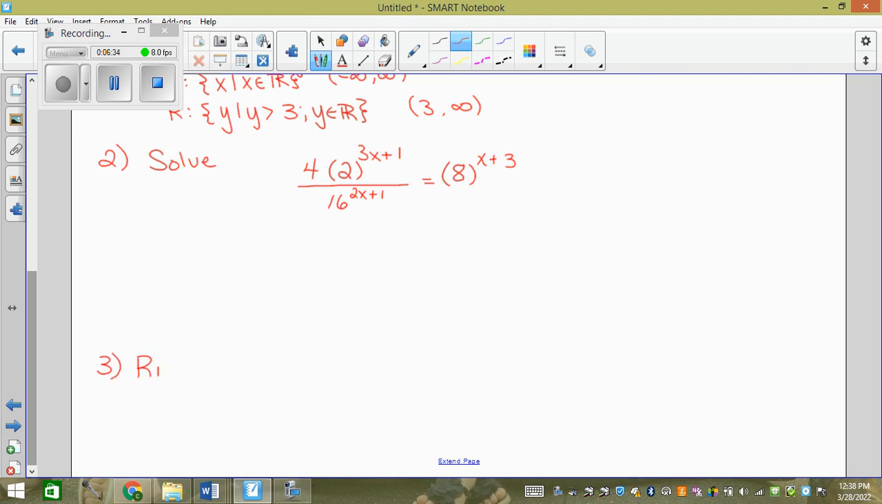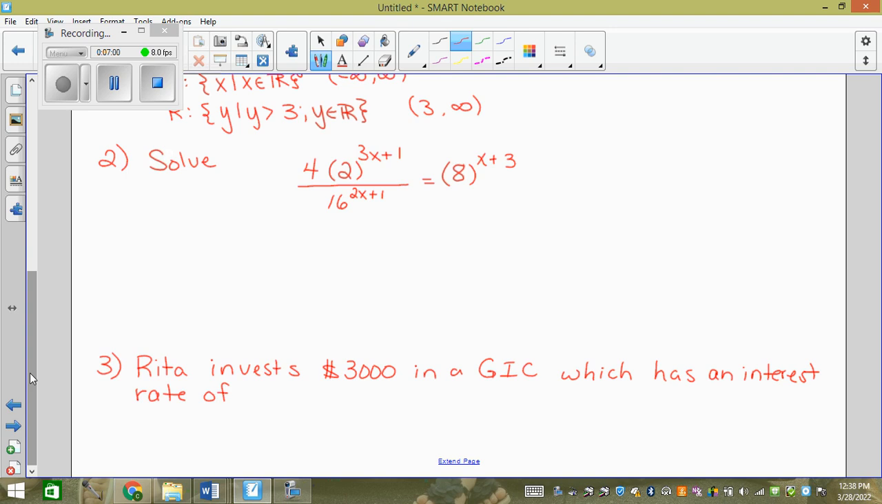Number 3. Rita invests $3,000 in a GIC, which has an interest rate of 2% per A, which means per annum, which means per year, which doesn't do anything, compounded quarterly.